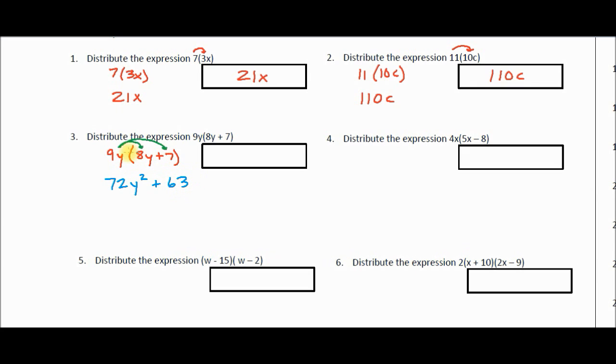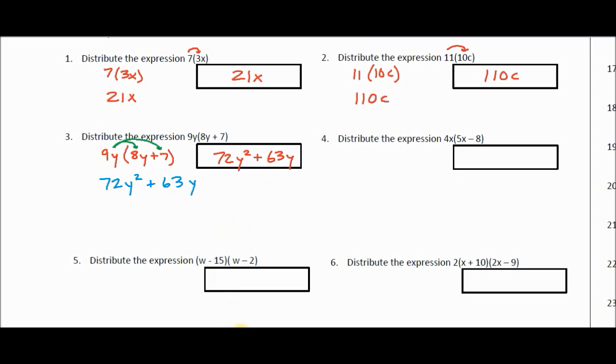And y, in this case, multiplying 9y times 7, the y has nothing to multiply with it because there are no other y variables there, so it's 63y. So the answer for number 3 is 72y squared plus 63y.